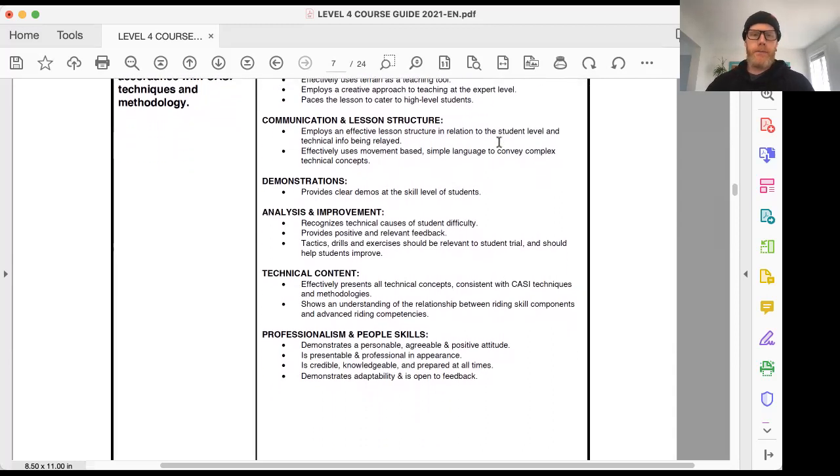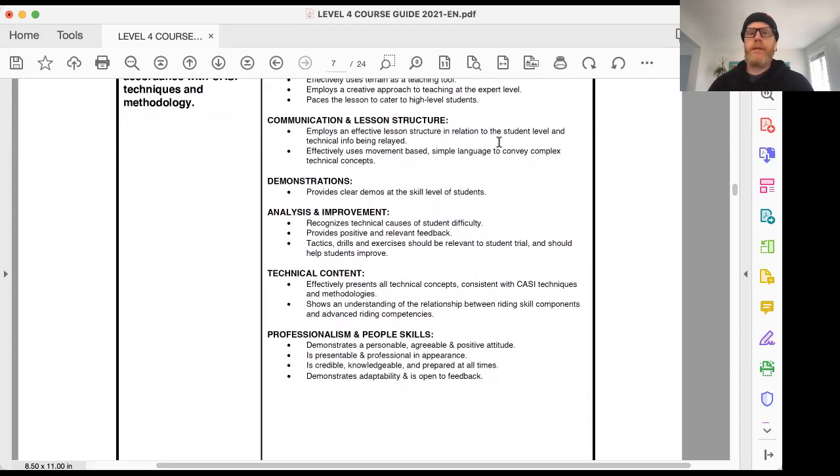The next one is demos. Provides clear demos, and they're at the skill level of the student. And that sounds very simple, or it looks very simple when you read it, but it's one of those basics that really needs to be done well, especially at a lesson like this. So think about how you're providing those demos.